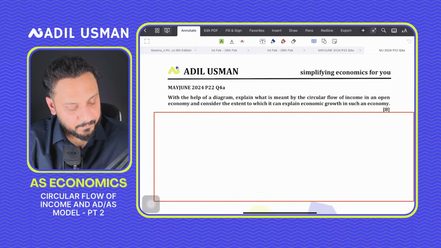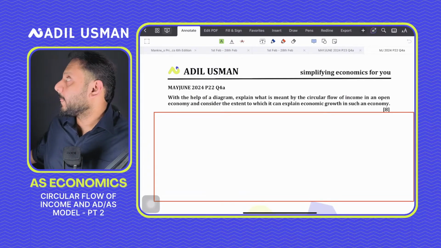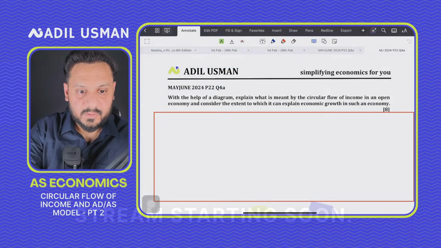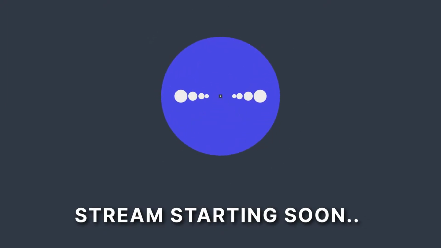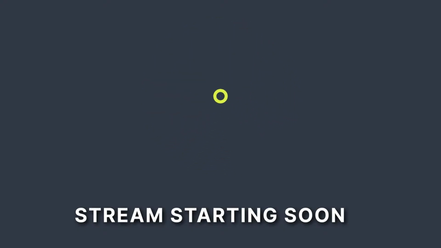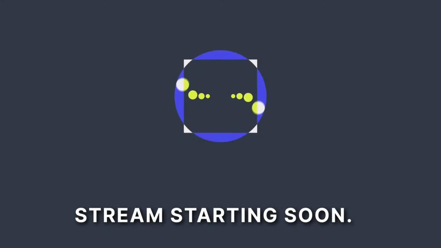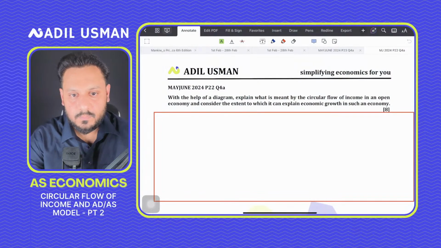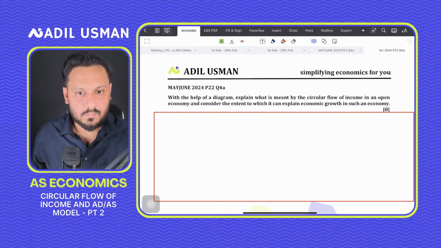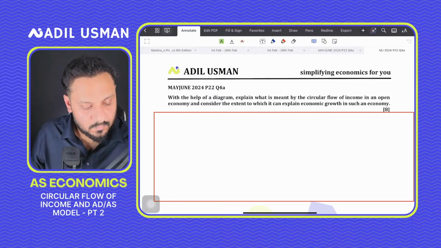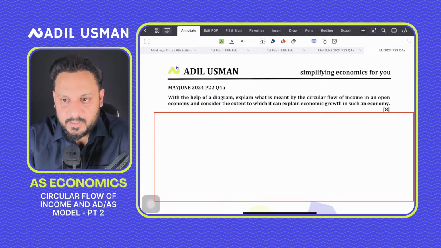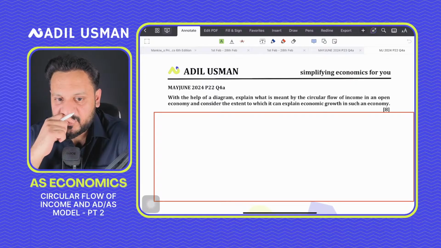The question says, with the help of a diagram, explain what is meant by the circular flow of income in an open economy and consider the extent to which it can explain economic growth in such an economy.